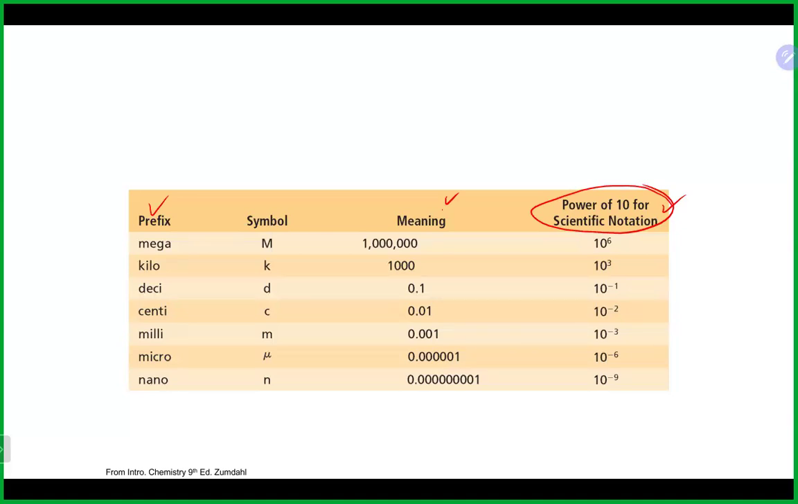So let's just say we had the kilo, which is, if we go here to our power of 3, 10 to the 3. What is 10 to the 3? 10 to the 3 is really written in scientific notation as 1 times 10 to the 3. And that really is 1,000, by the way.